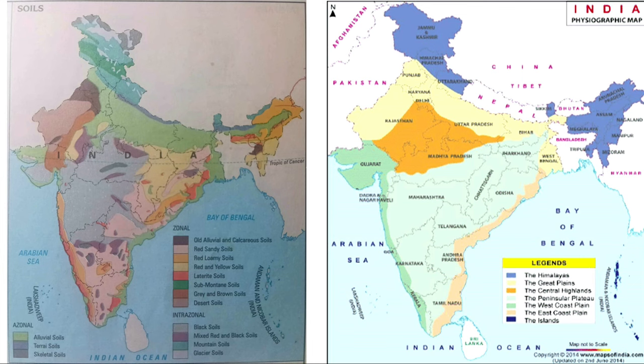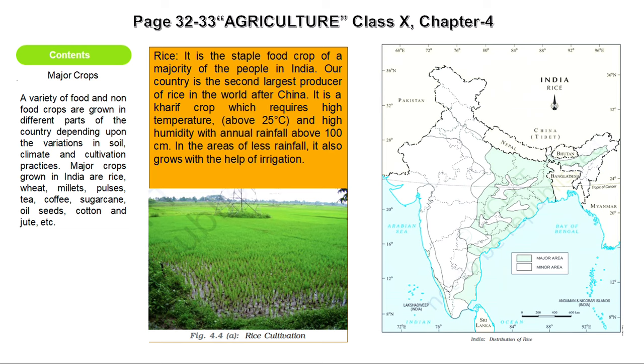Because you can see that earlier, the major sugarcane producing areas were in Uttar Pradesh or northern India. Now the black soil region also has a lot of sugarcane production. The reason is there, to be discussed later on. Now, page 30 to 33, the major crops. A variety of food and non-food crops are grown in different parts of the country depending upon the variations in soil, climate and cultivation practices.